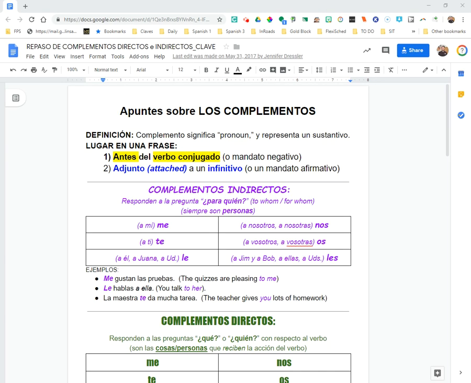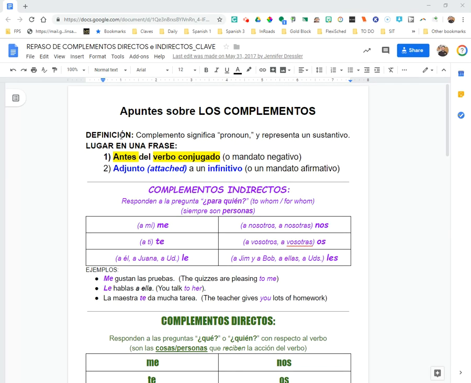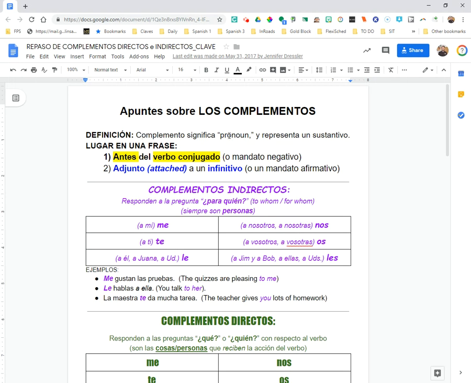In this video, I'm going to describe to you guys how we're going to do double object pronouns in Spanish. So to begin with, looking at this answer key, so you guys know, the complemento means pronoun in Spanish. So when we say complemento, just think of that as a pronoun. There are two major rules that happen every time you guys are using a pronoun.